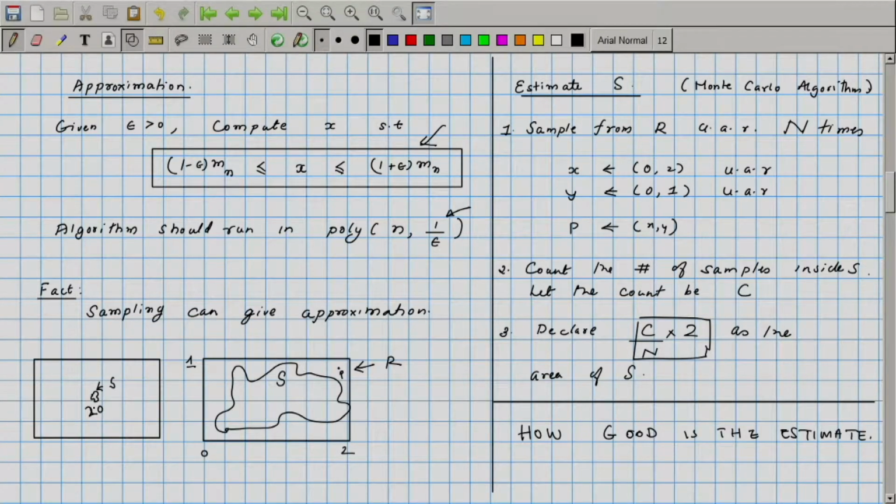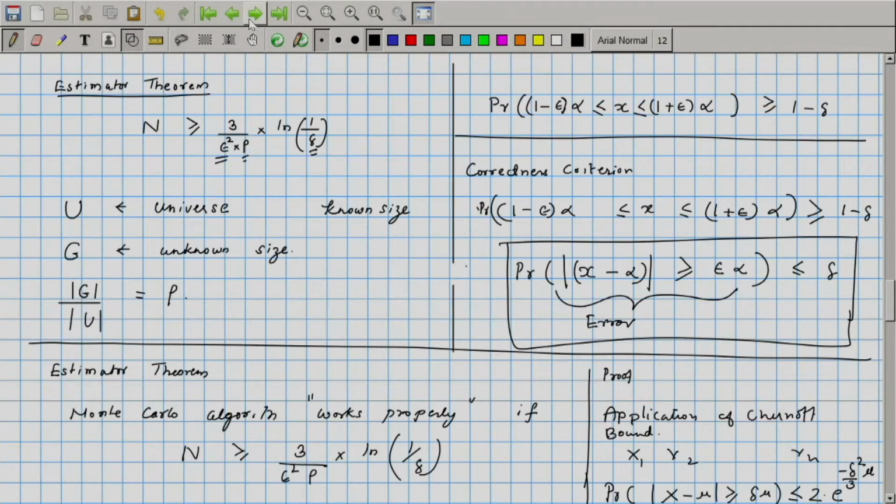So, when it is very small, let us say if the size of S is 1 by 2 raised to n of the entire size, then we will have to run it 2 raised to n times to get a reasonable success probability. So, we need to show that whenever we are running Monte Carlo algorithm, the set is of reasonable size, that is the first requirement.